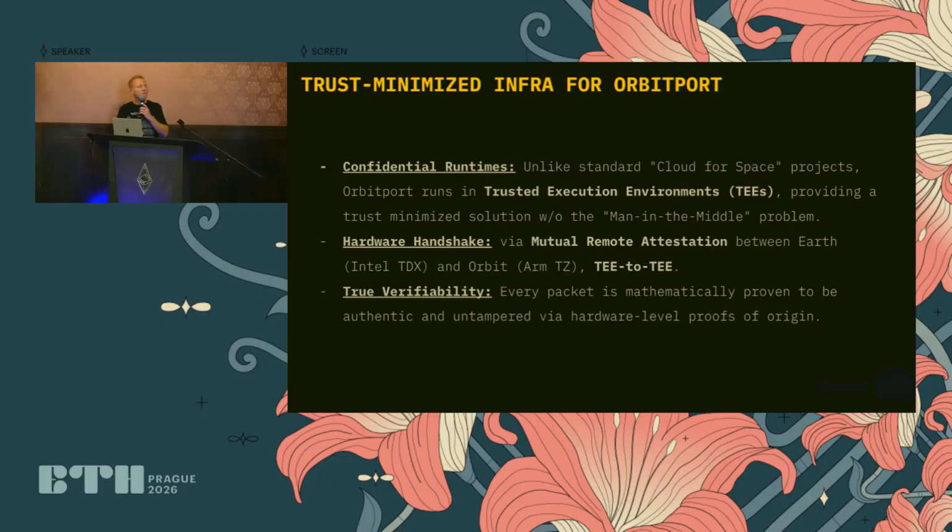If you look at the infrastructure for Orbitport, it's a TDX-based runtime on Earth, and in orbit, we are running on ARM TrustZone. We have a mutual remote attestation where we validate the attestation from space on Earth and vice versa. And we have verifiability. Whatever is being processed, we know that it was running on some specific software, on some specific hardware. And we know the origins, where it came from.